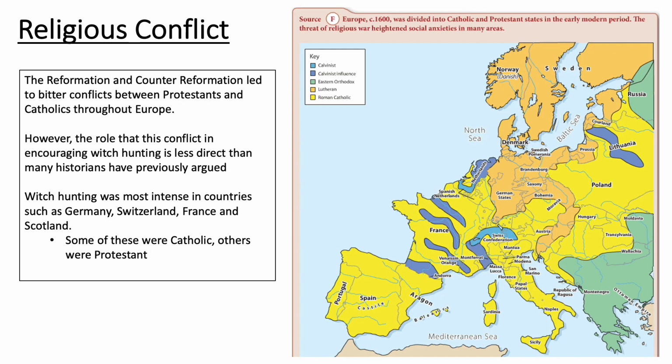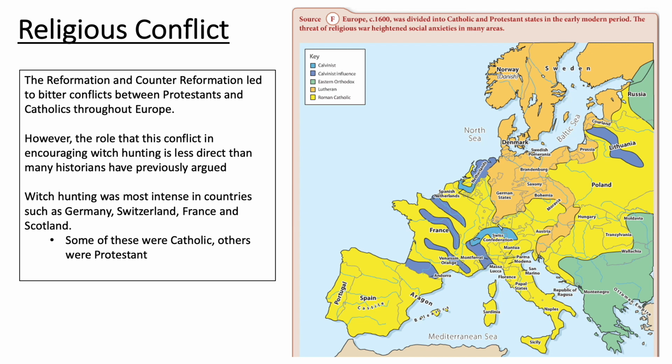Religious conflict is another consequence, I should say, of the Reformation. Reformation and Counter-Reformation led to several bitter conflicts between Protestants and Catholics throughout Europe. You can see on the right hand side a rough sketch of a map of Europe in 1660, and where different Christian denominations are found. You can see the majority of Europe still remains Catholic, with the Eastern Orthodox Church based in Greece and Russia. Calvinist and Lutheran are forms of Protestant churches, so you can see where they're dotted about in Europe.